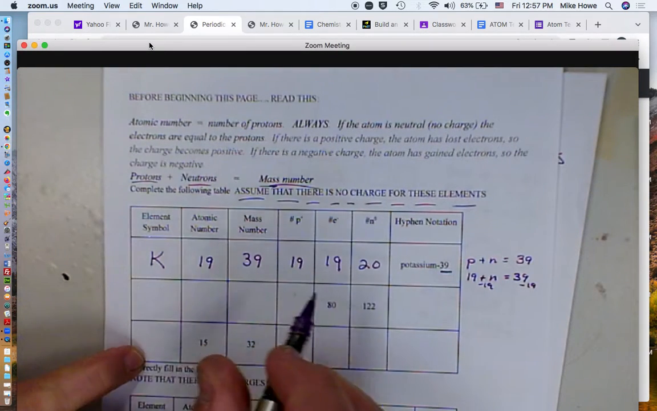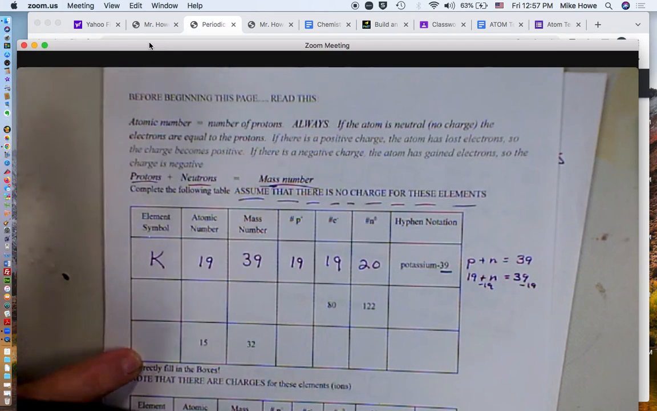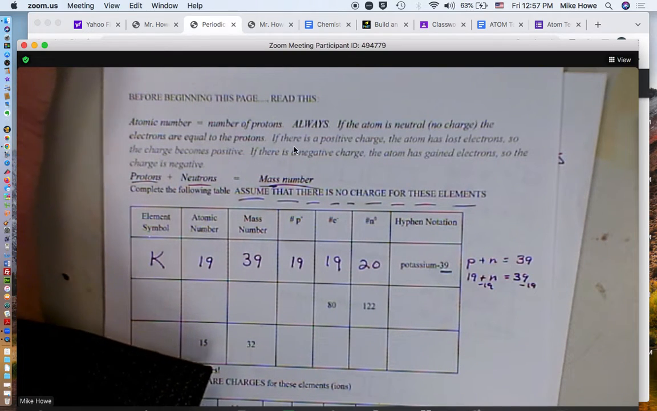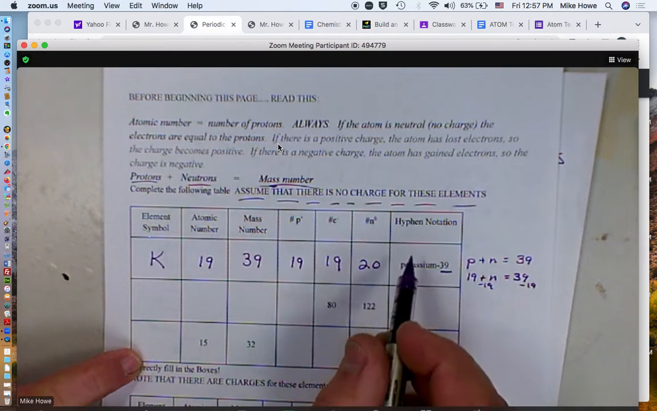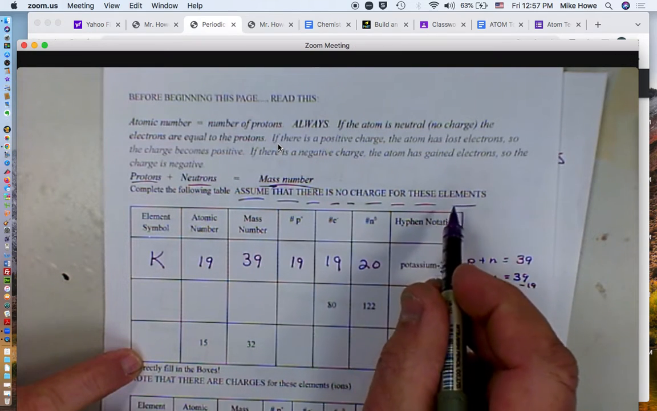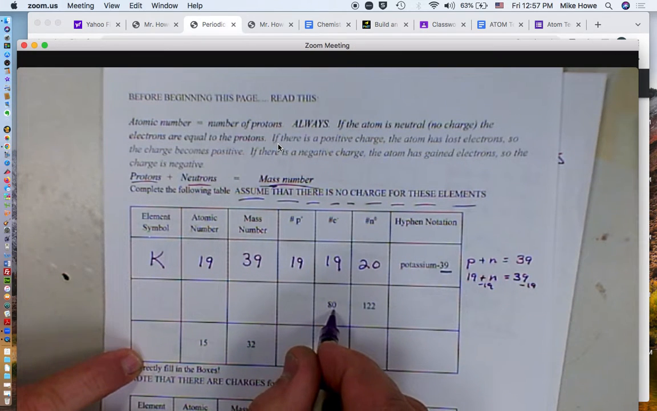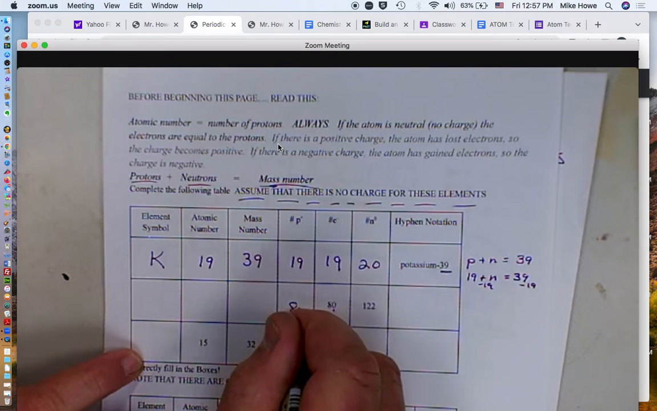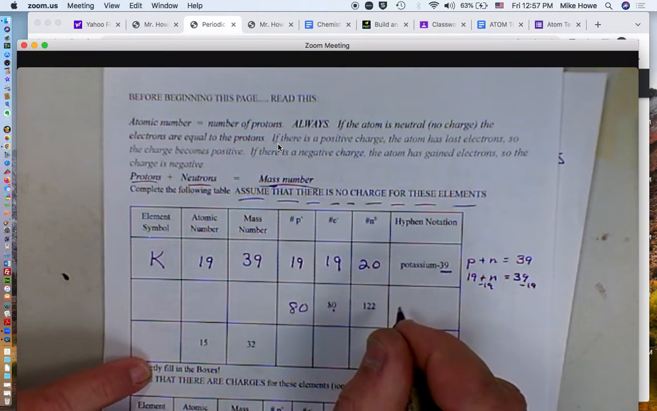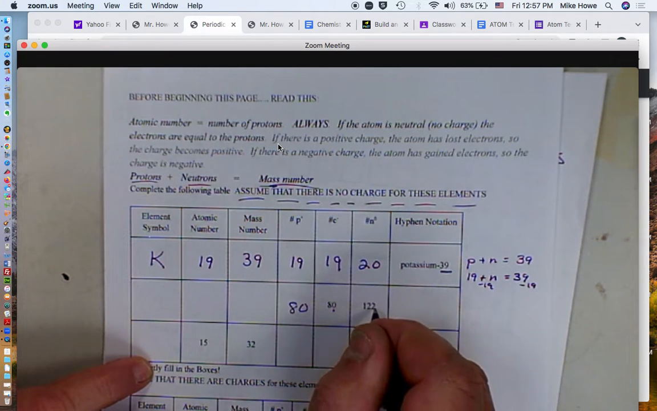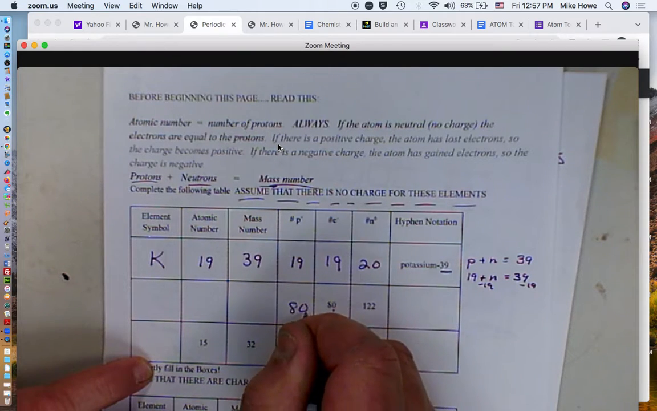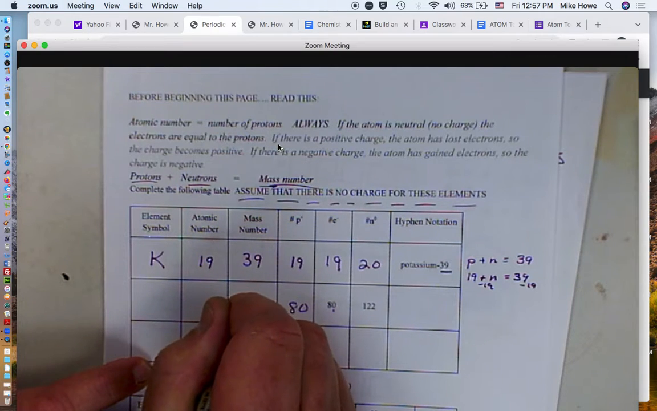Second question here, we have 80 electrons, but we were told that if the atom's neutral, the electrons equal the protons, and it says here that there is no charge, so these are all neutral atoms, so therefore if there's 80 electrons, there are 80 protons. We know that the number of neutrons is 122, so the mass number would be 80 plus 122, which would be 202.